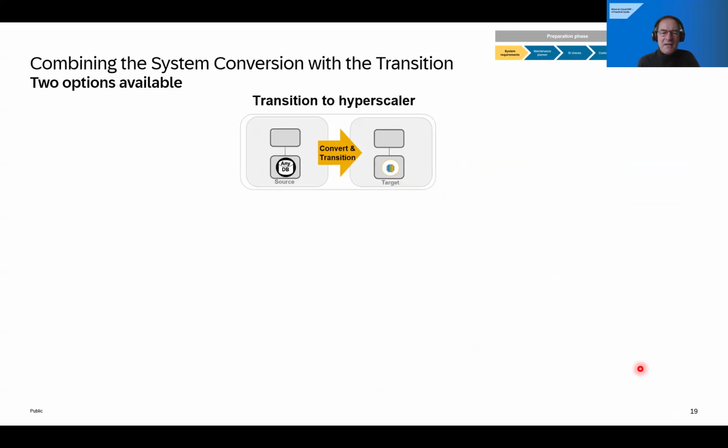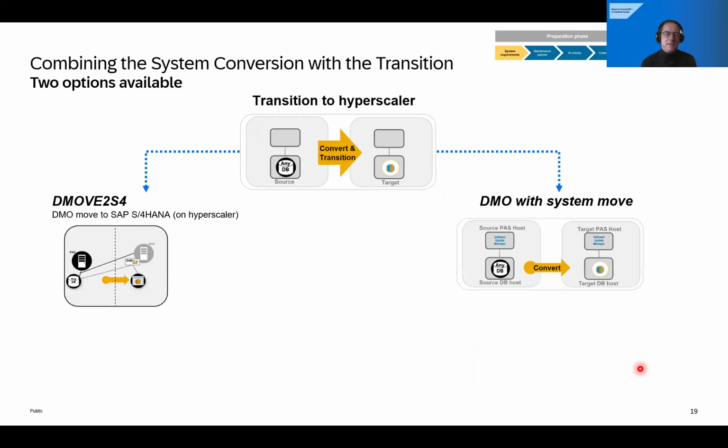And for this transition to hyperscaler, where we use the software update manager, that is also the engine for this case, there are two options now. They were already mentioned shortly on one of the previous slides, in the conversion overview session. Two options. The one on the left-hand side is D-move to S4, and the other one on the right-hand side is DMO with system move. We'll have a look at those technical options and give you some hints when you should look for the one or the other.